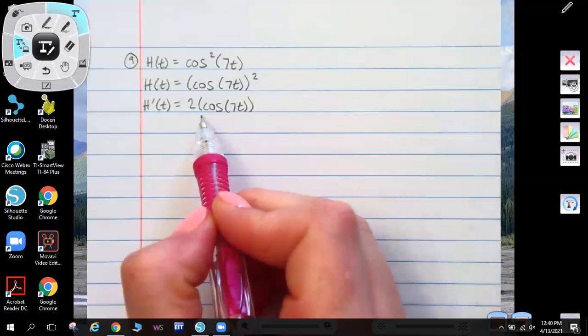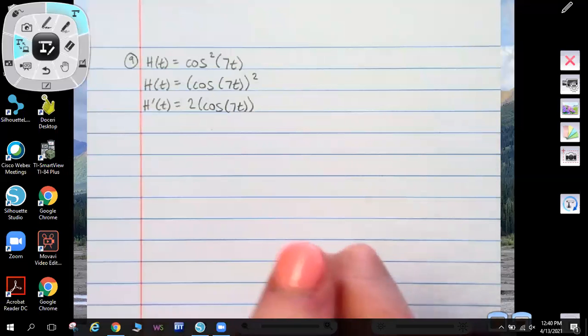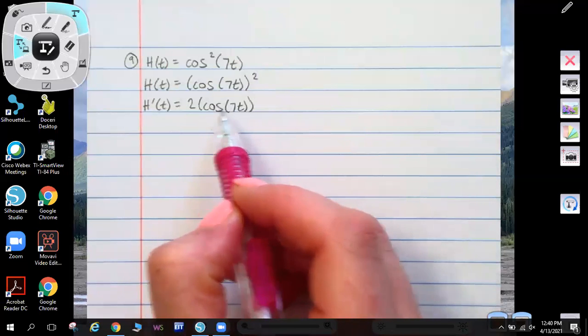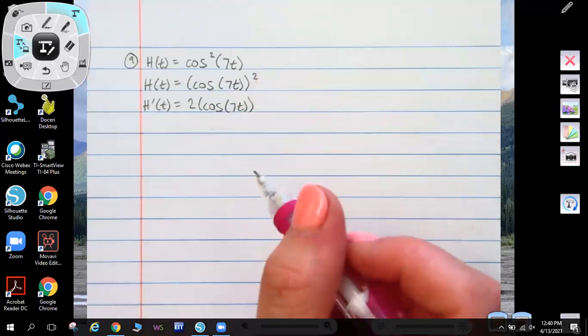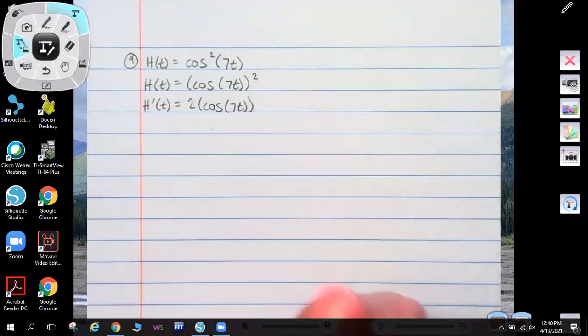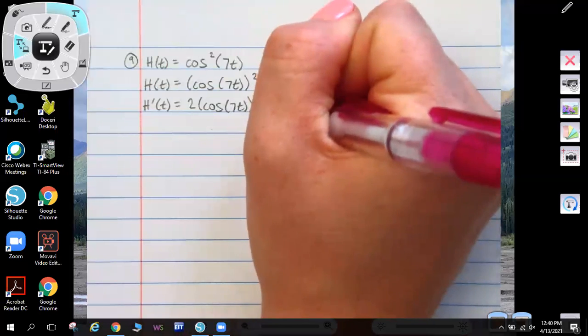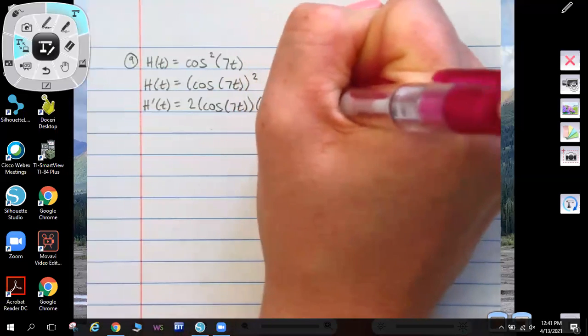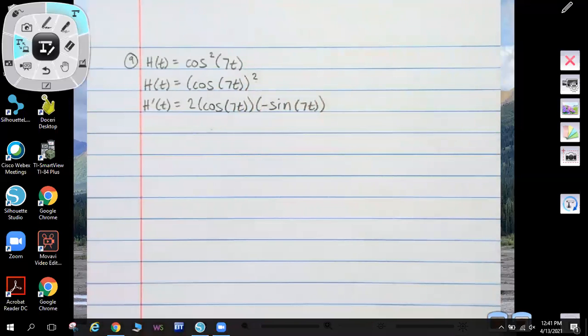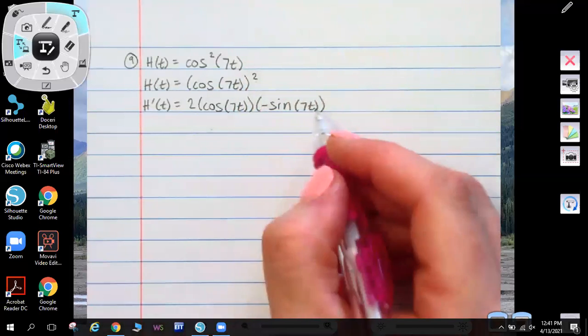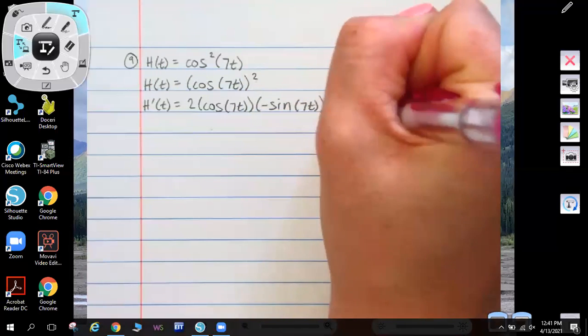The derivative of the inside function will also use the chain rule because it's not just cosine of t, it's cosine of 7t. So we have to take the derivative of cosine first. Derivative of cosine is negative sine of 7t. And then we have to take the derivative of 7t, which is just 7.